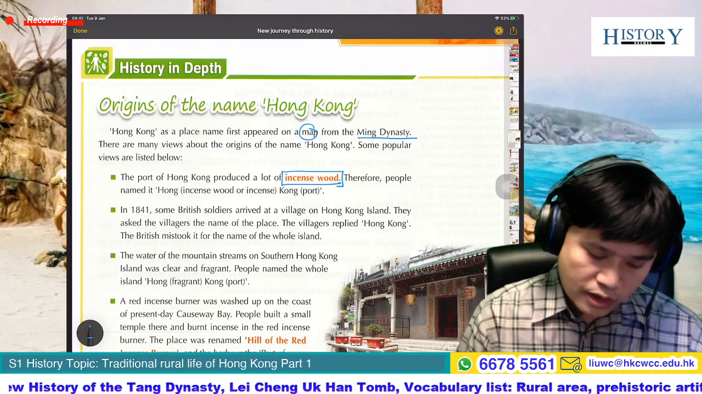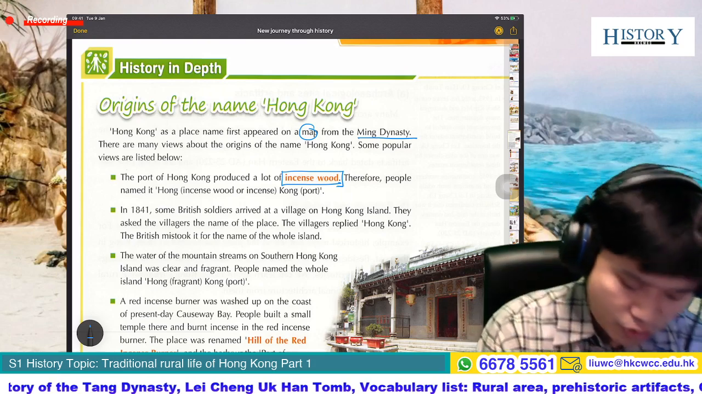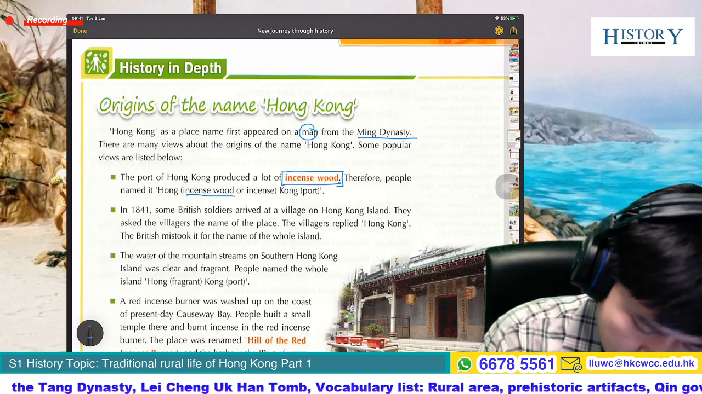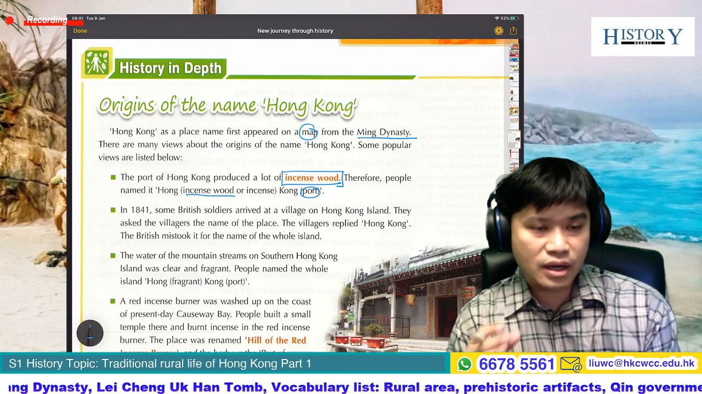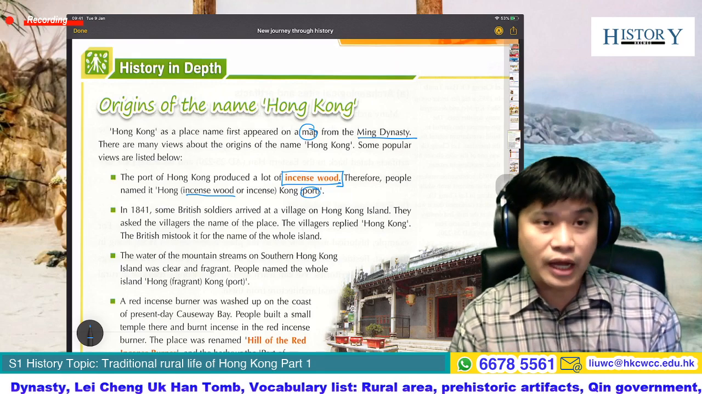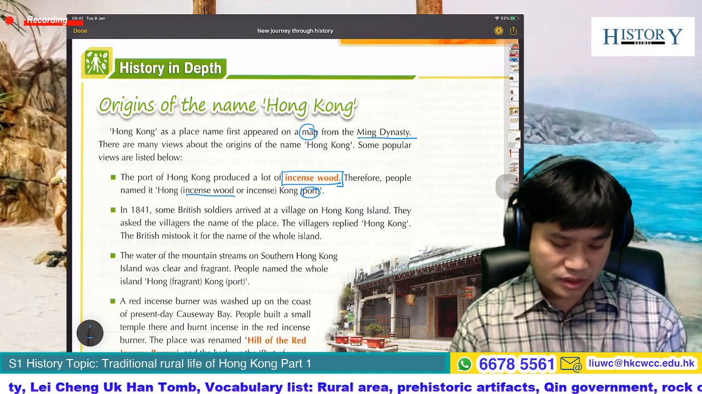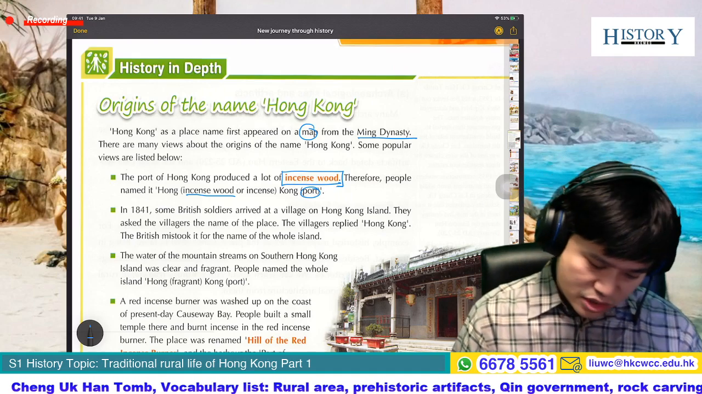Hong Kong, the name: it was named after the incense wood used to make incense and candles. People named the place Hong, which means incense, and Kong means port. As Hong Kong was the area for the production of this incense wood, people may call it Hong Kong. So that could be one of the explanations.